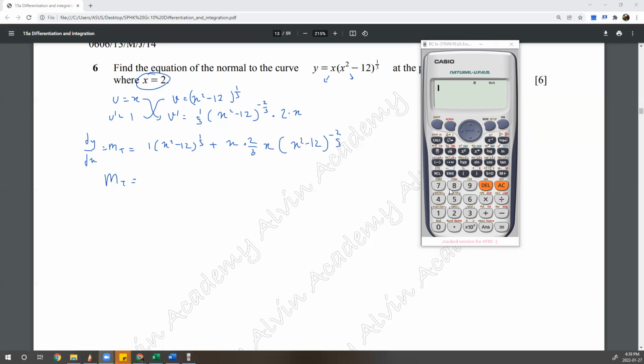Okay, so I put x as 2, right? 2 squared minus 12. I ignore the 1 because 1 does not change the value. Power 1 over 3, right? But don't forget to close the bracket, plus x is 2 times 2 over 3 times 2, right? Close bracket, and then open bracket again. Oh, okay, I need to put the bracket here.